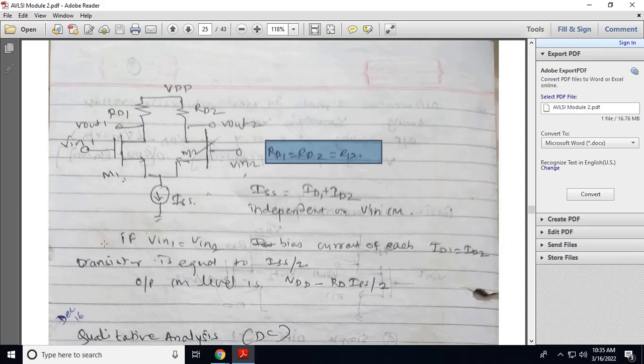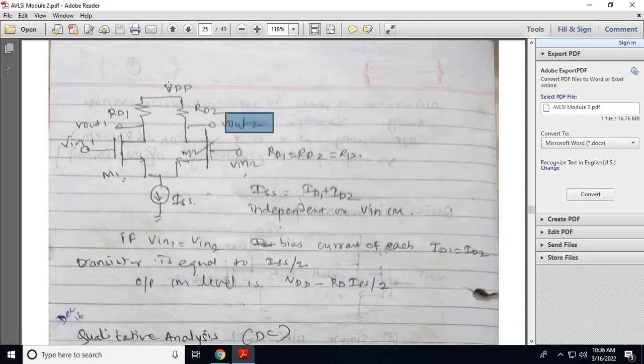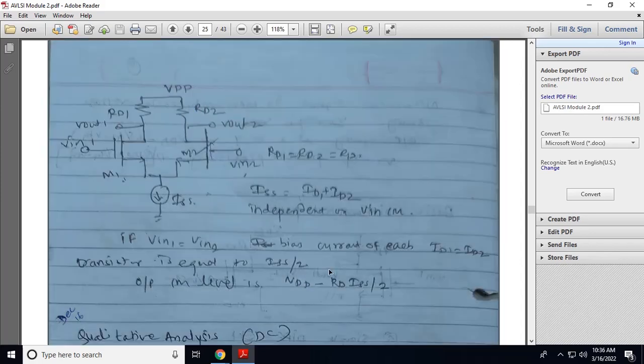So if Vin1 and Vin2 are equal, then the drain currents are equal, that is ISS by 2. Now the output common mode level: the output voltage is VDD minus the drop across this resistance. So VDD minus the drop across resistance RD, that is ISS by 2 into RD.